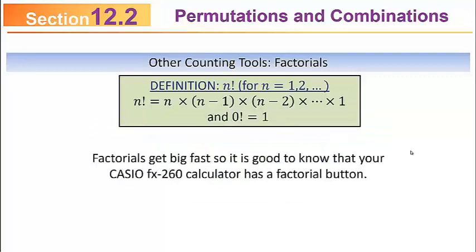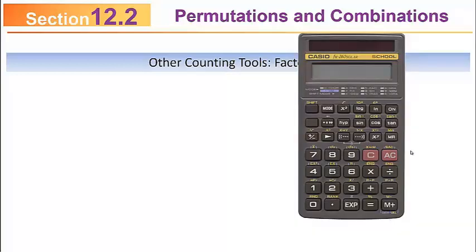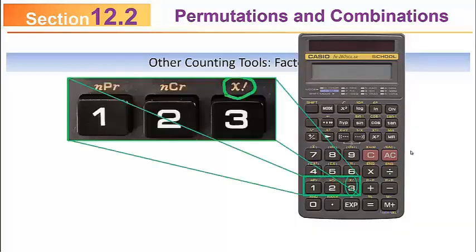Now, you can play with this, but you probably can see just by the definition that factorials can get big really fast. So it's nice to know that your Casio FX260 does have a factorial button. If you look at your calculator, the factorial button is above the number 3 on the calculator.